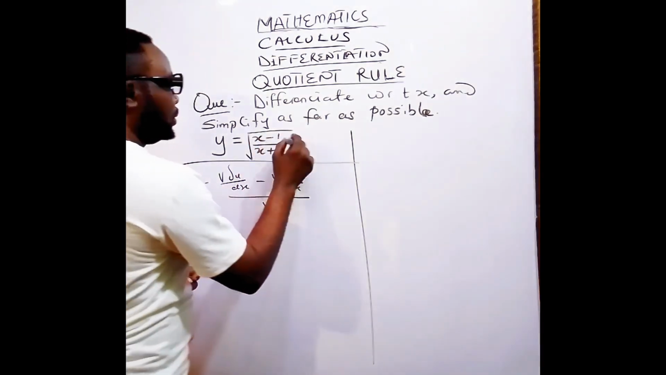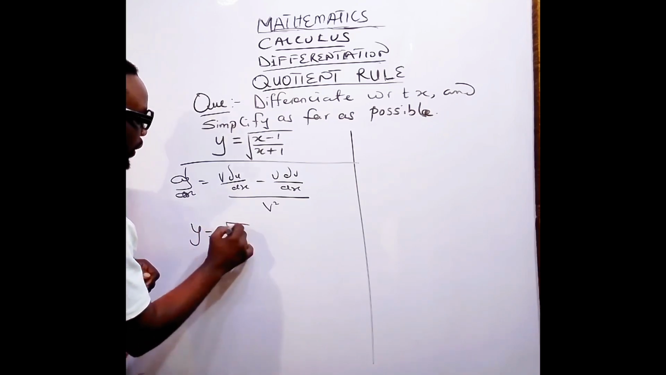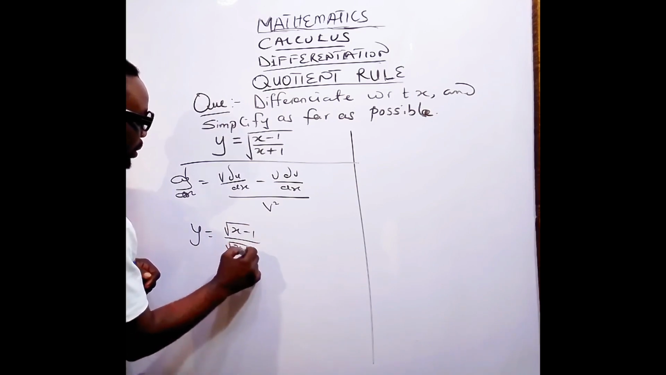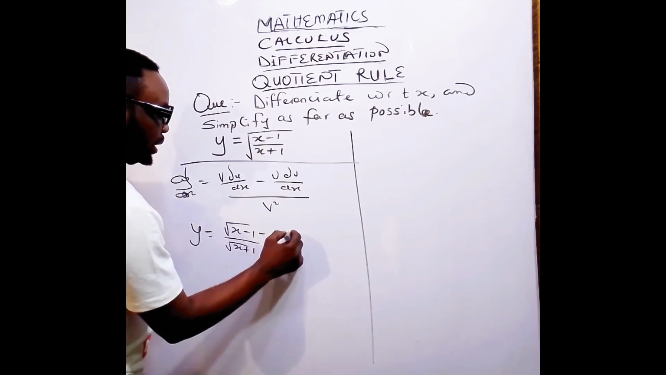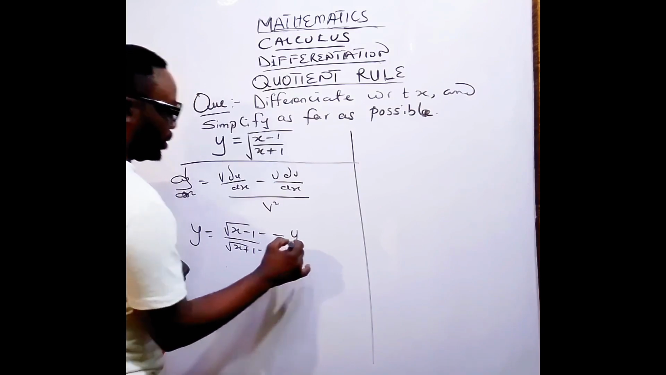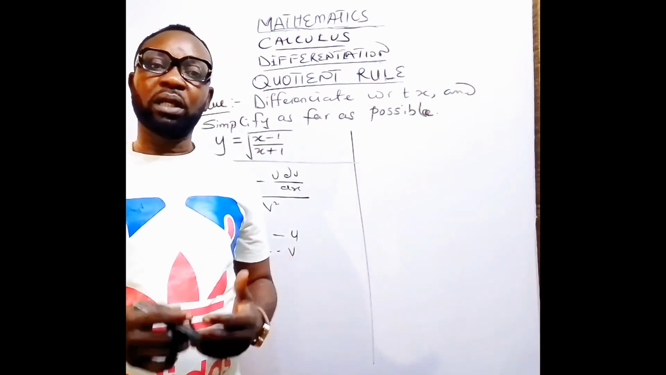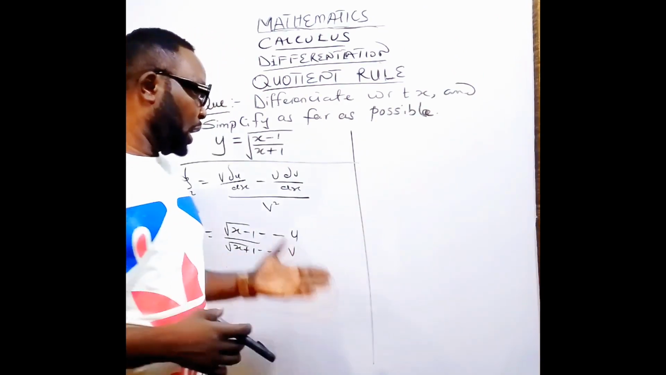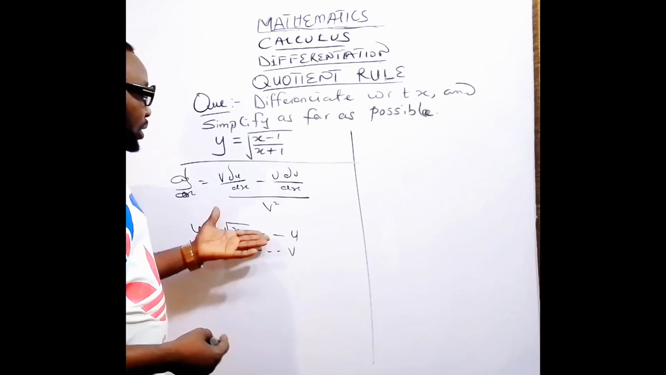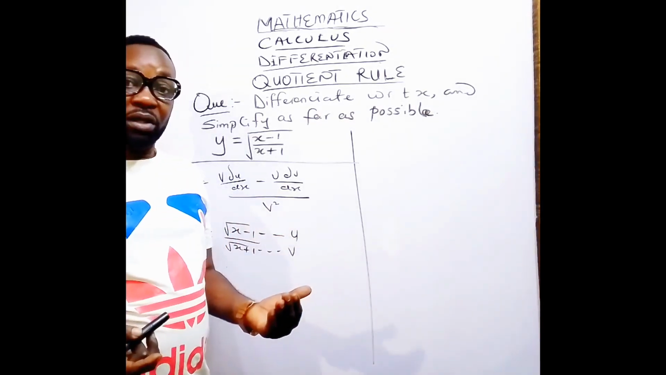Now, this question can as well be transformed into y equals root of x minus 1 all over root of x plus 1, where the numerator will be our u and our v will be the denominator. Take note, if you are reading your alphabet, the first letter you mention before the other is u, then you mention v. So let the numerator be u and the denominator be v. If you do otherwise, it's going to affect your answer.